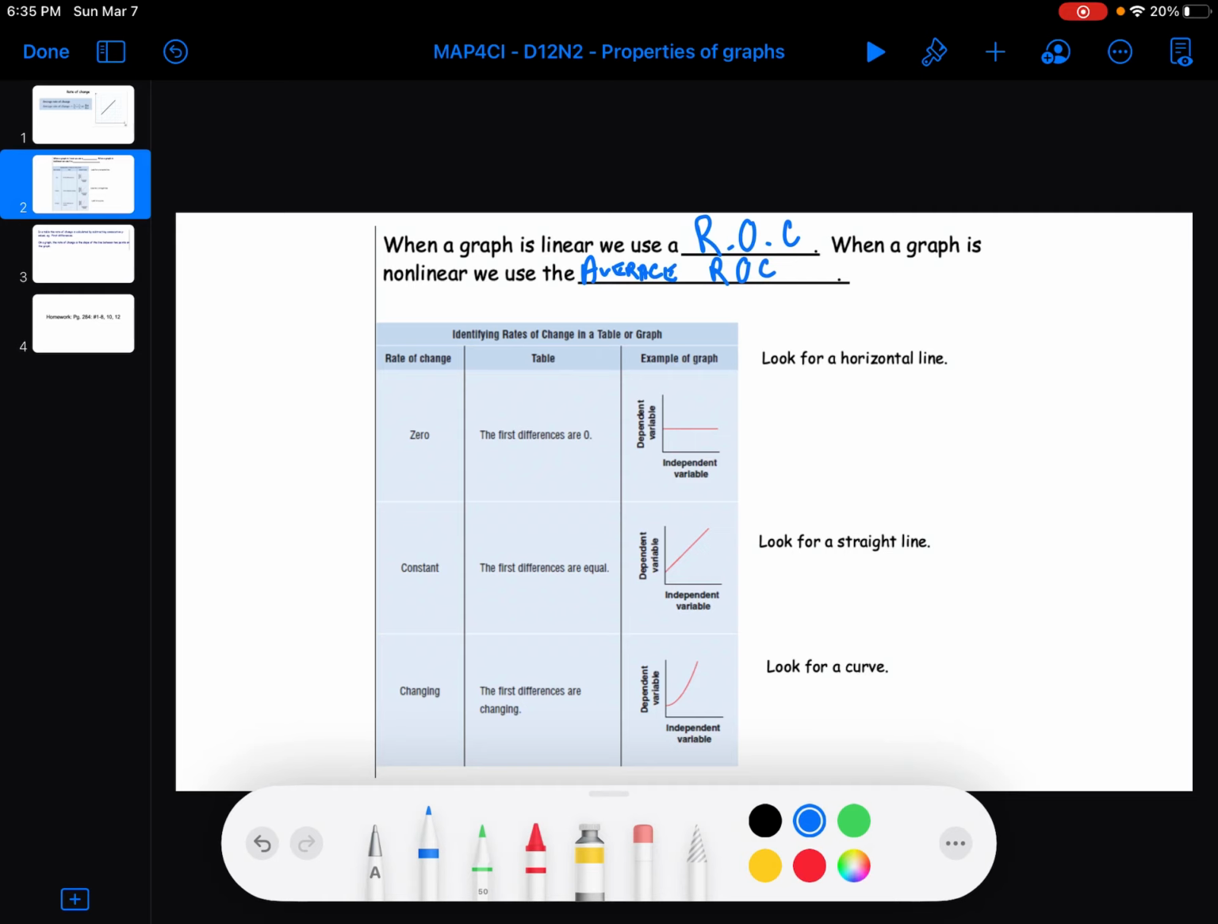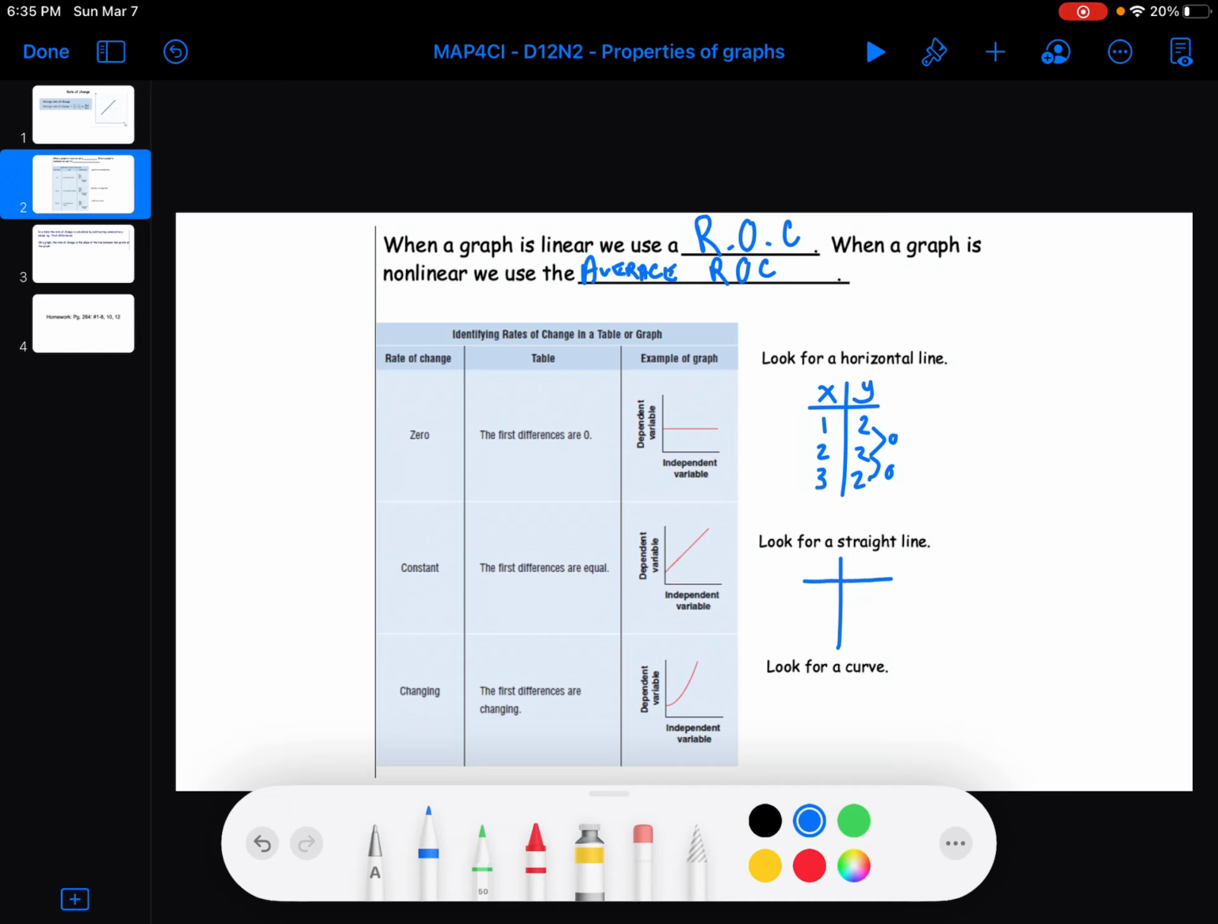Okay, so if we're identifying rates of change on a table, the rate of change is 0 when the first differences are 0. So this is going to be a horizontal line. So what we're talking about here is, I'm just going to do a very simple example. So if we had x is 1, 2, 3, and y is 2, 2, 2, our first differences are over here. Our first differences are 0. Okay. If it's constant, the first differences are equal.